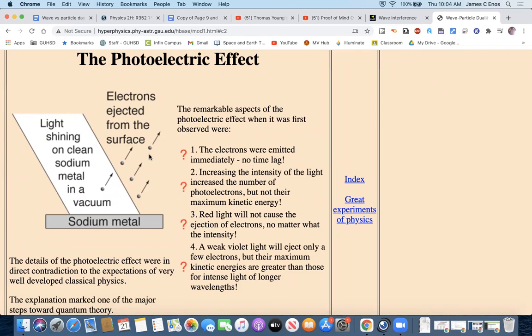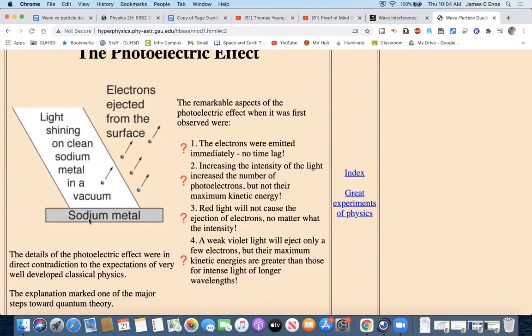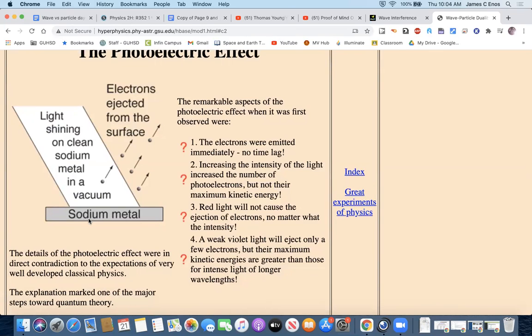What the photoelectric effect is, it's really a solar panel. Light hits a solar panel, it knocks electrons, makes those electrons move, which is electricity. And so we see this photoelectric effect that really shows that light has to be a particle.